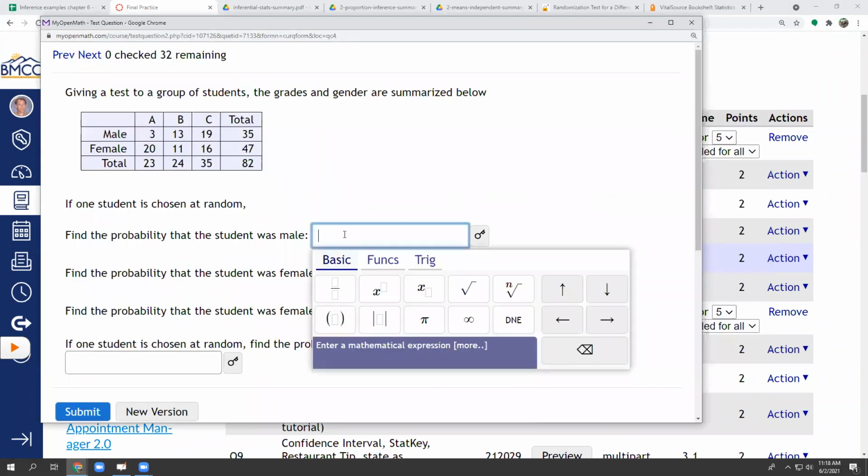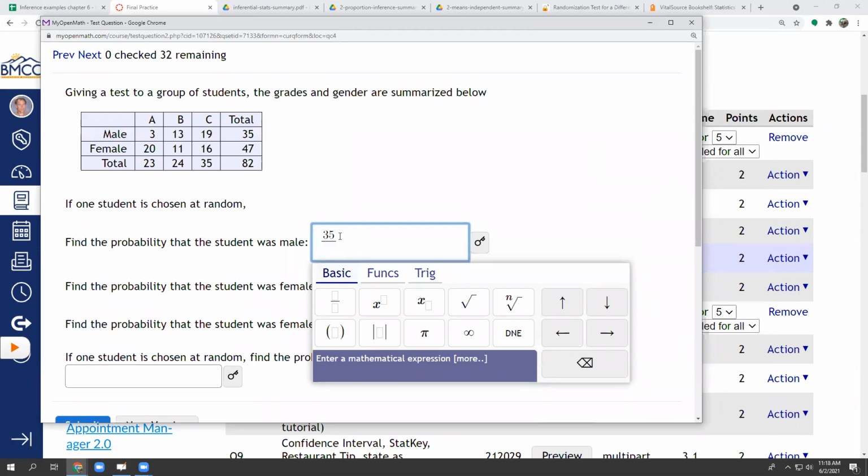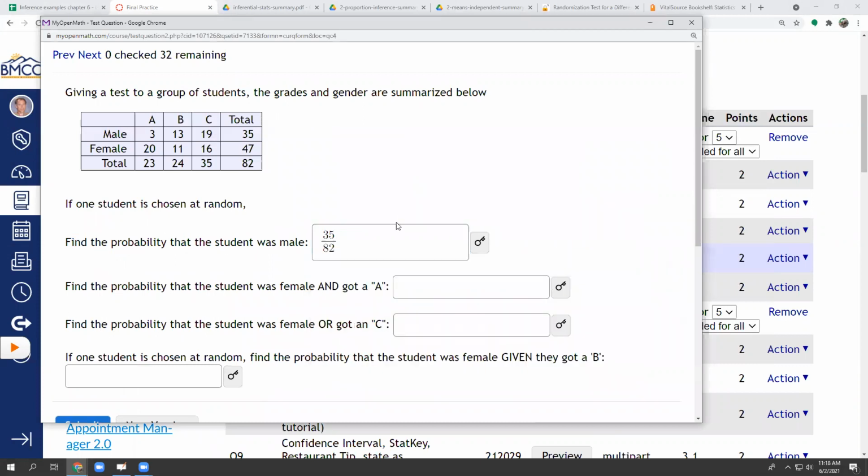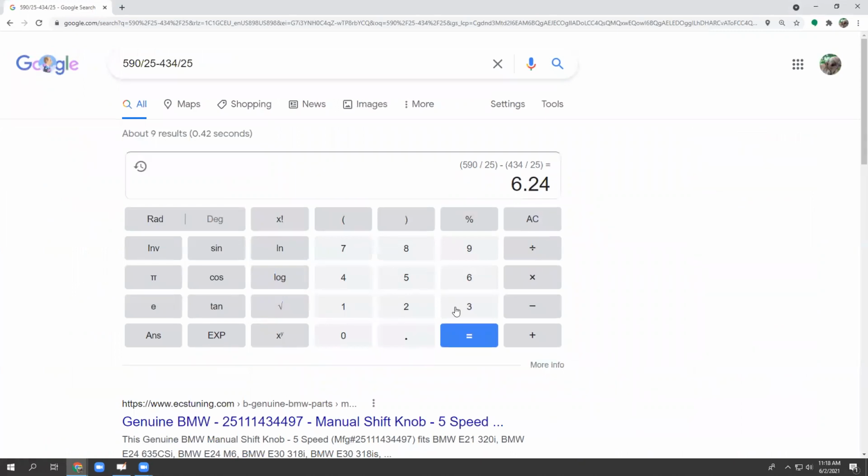So if I click on the box here, it says enter a mathematical expression, which means you can enter basically anything you want that gives me a similar answer. So I could here just type 35 out of 82 as an answer, or I could whip out my calculator and get a decimal version of that. And since it doesn't reference decimal places, then I would probably do at least 5. So 0.42683 is what I would put in there.